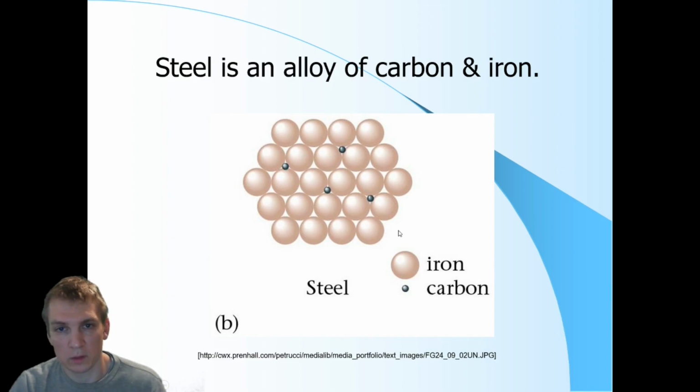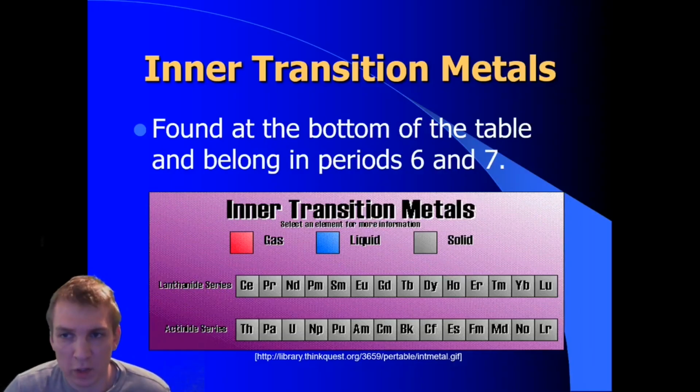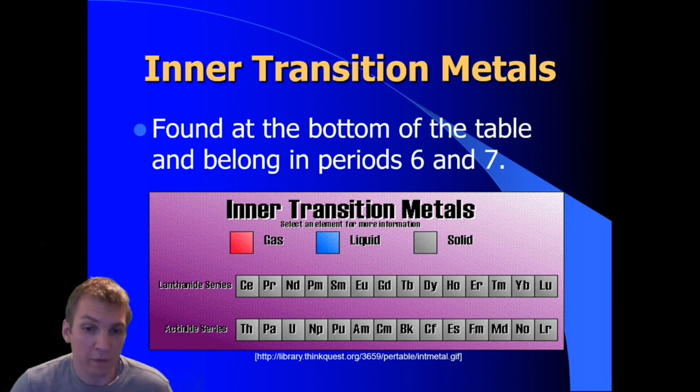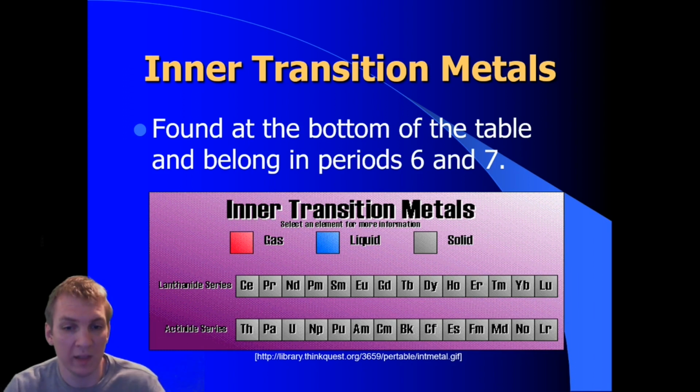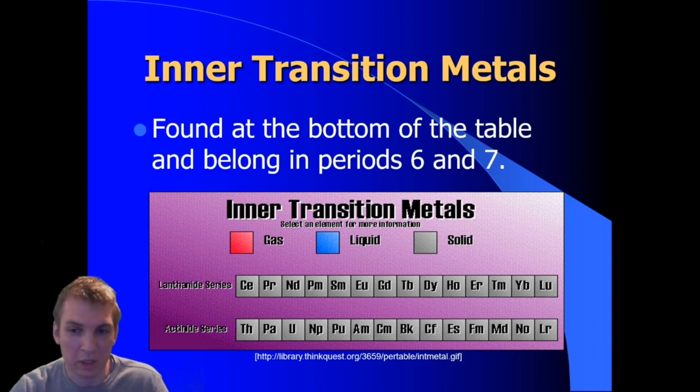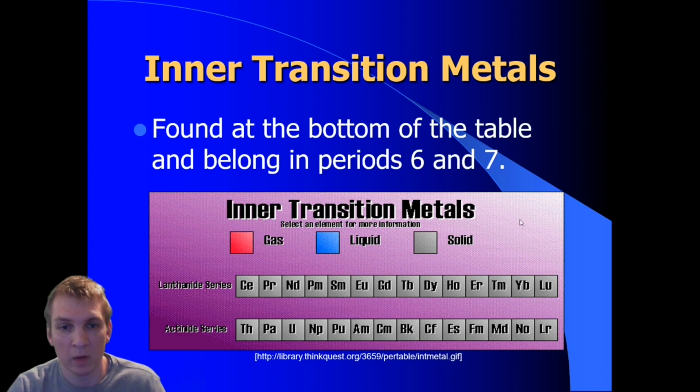Finally, part of the transition metal family are called the inner transition metals. These are going to be the very bottom two rows of the periodic table. We've got what's called the lanthanide series, which is the first row, and then the actinide series. They're that separate portion that's been removed from the periodic table, and they belong in periods 6 and 7 of the periodic table.